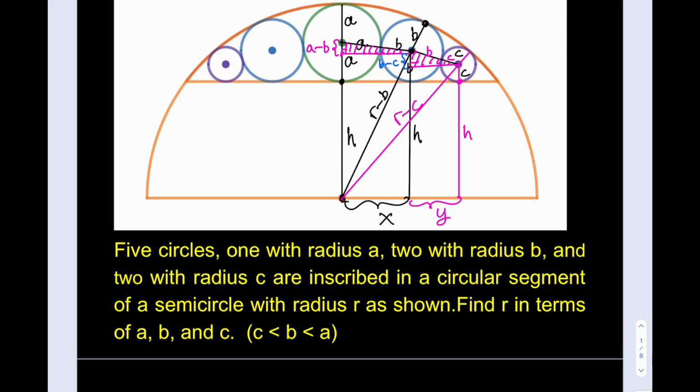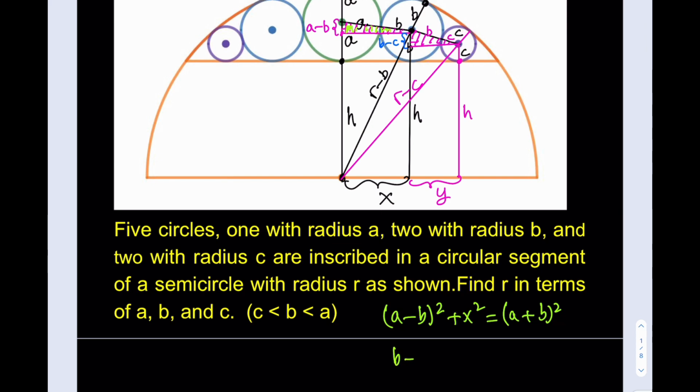Well, the first one gives me (a − b)² + x² = (a + b)². So I'm basically writing the Pythagorean theorem in this tiny triangle here, right? And then I'll be doing the same thing here, which is (b − c)² + y², which is the base, is equal to the hypotenuse, which is (b + c)². Awesome. I'd like to start with these because these seem a little simpler, and then we're going to write more equations, obviously. Okay, let's go ahead and simplify this.